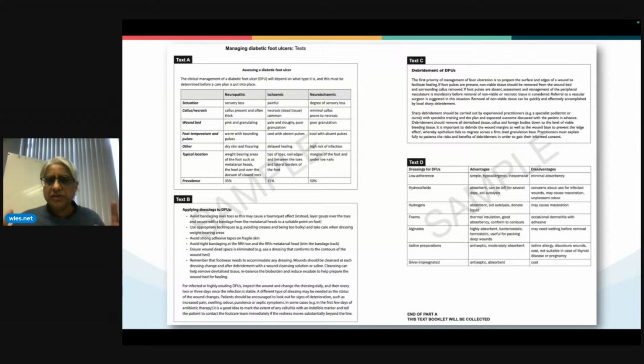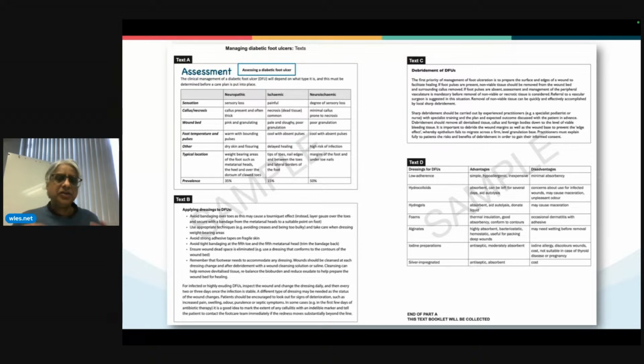So these aren't just 4 texts thrown together. They're actually in a logical order. This is about managing diabetic foot ulcers. Just using the headings will really help you. Says assessing a diabetic foot ulcer. So don't worry if you can't read it. We're going to be looking at these texts in a moment. But essentially, this is about assessment.